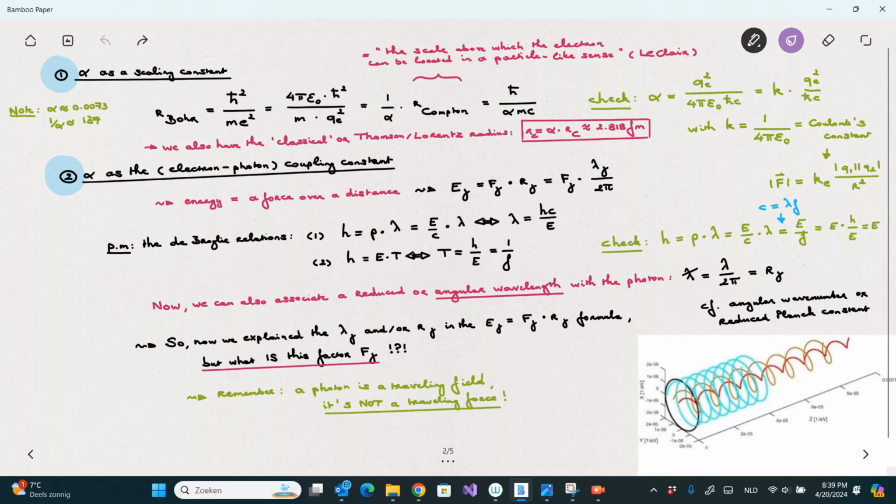This will be a bit technical, but just bear with me. For a photon, the de Broglie relations apply easily. We can associate some momentum, some pushing momentum, with a photon. I will explain how that works. Once an electron absorbs a photon, it will acquire some kinetic energy, equal to the difference between the energy of the incoming and the outgoing photon, two different photons.